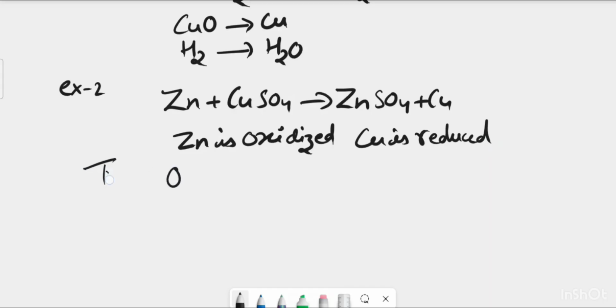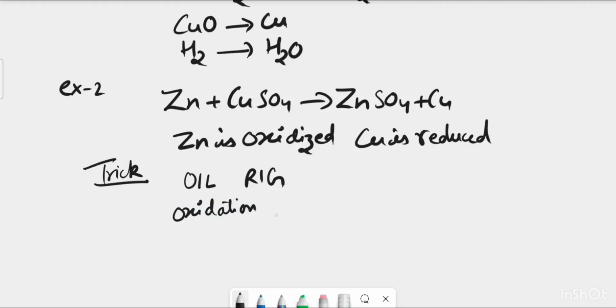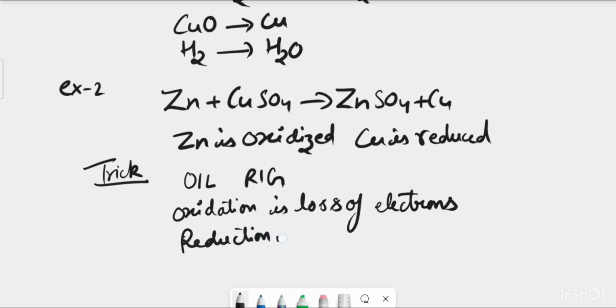Here the trick is OIL RIG. Oxidation is loss and reduction is gain. Oxidation is loss of electrons and reduction is gain of electrons.